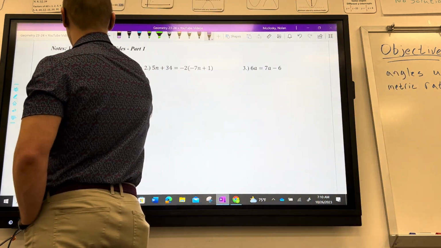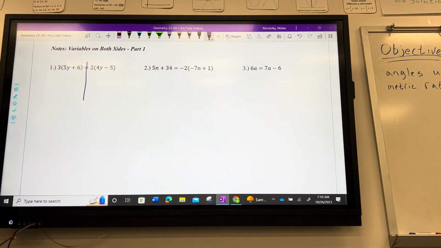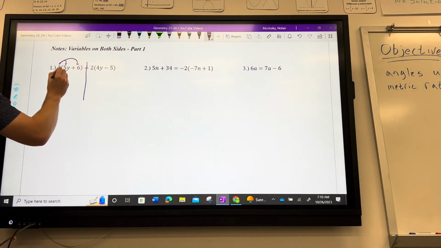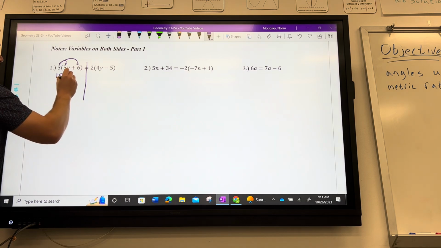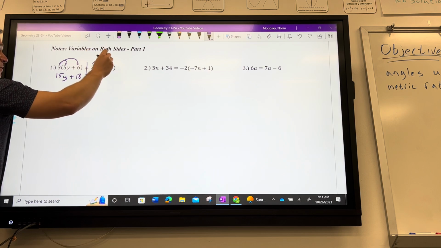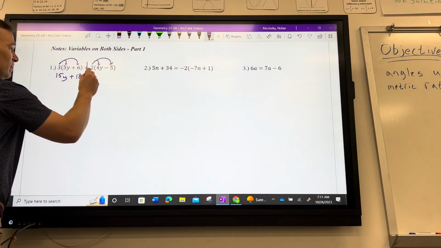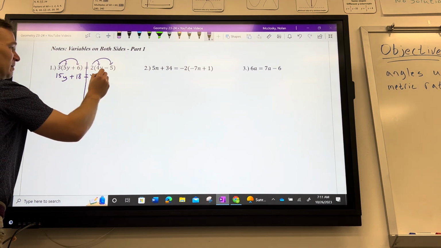So number one, we have 3 times the quantity 5y plus 6 is equal to 2 times the quantity 4y minus 5. Our first step is always to distribute. Whenever there are parentheses, you take the number on the outside and multiply it by both things on the inside. So 3 times 5y is 15y, 3 times 6 is positive 18. Then you do the same thing on the right side: 2 times 4y is 8y, and 2 times negative 5 is negative 10.